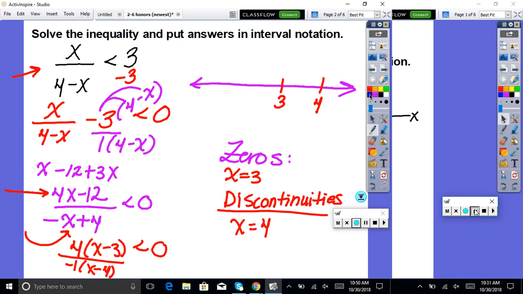So somebody plug in a value below 3. Wouldn't 0 work? So let's plug in a 0. We can plug it in here or here. So look, 0 minus 12 is negative 12 divided by 0 plus 4. So is negative 3 less than 0? So let's write yes. Now let's test between 3 and 4. So that would be plugging in maybe a 3.5. Everyone do it. 4 times 3.5 minus 12 divided by negative 3.5 plus 4.